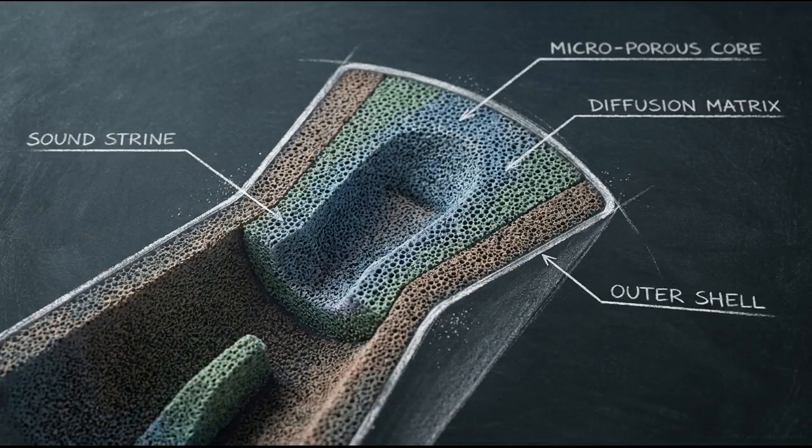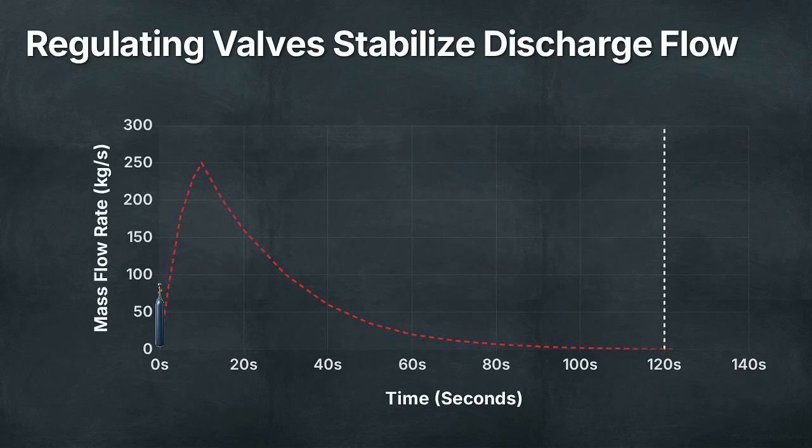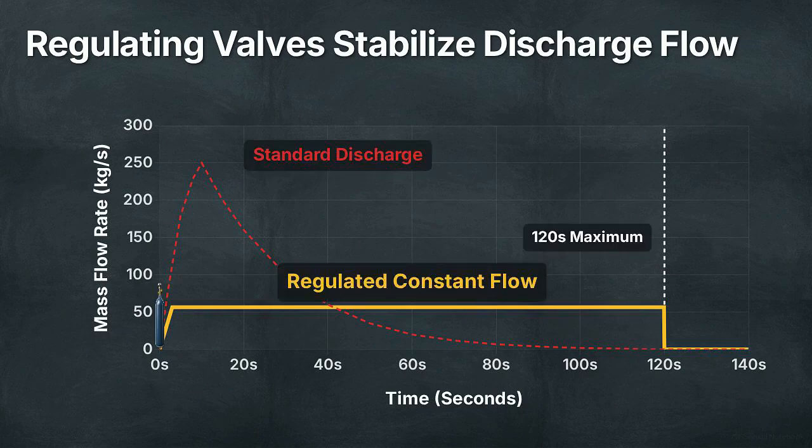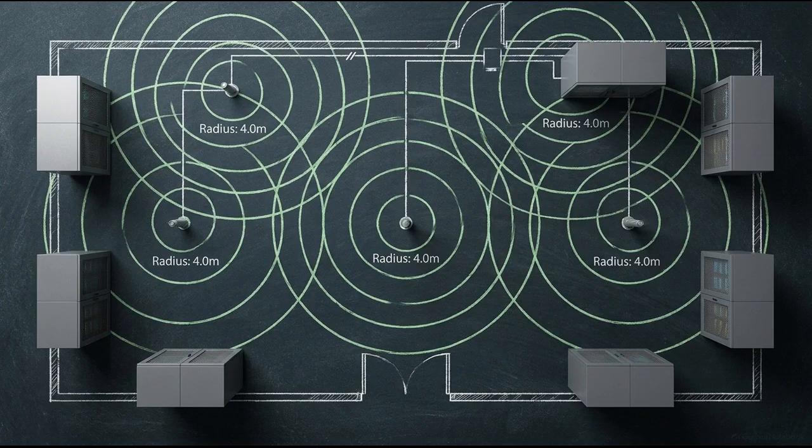To mitigate this acoustic threat, engineers specify FM-approved acoustic nozzles fitted with sound-absorbing materials. Furthermore, utilizing pressure-regulating valves slows the mass flow rate across the 120-second discharge window, and physical nozzle placement is engineered to ensure a minimum 4-meter separation distance from any sensitive storage array.